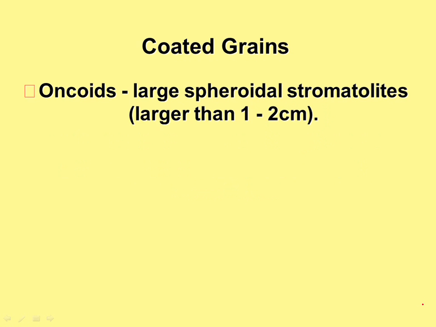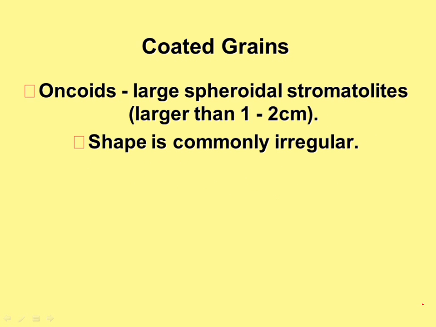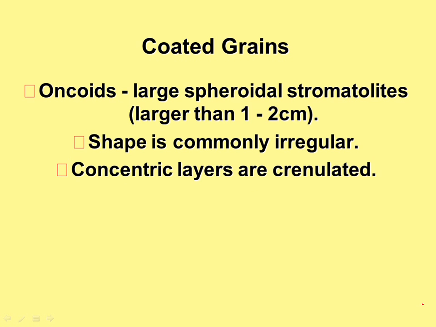And then finally, oncoids, which are the larger specimens. These are larger than 1 to 2 centimeters, and you can see examples up to the size of your fist and larger. Again, they tend to have a somewhat more irregular shape, and they also have crenulated layers. And these are identified as stromatolitic in origin, in which there is a clear relationship between algal activity and the generation of the larger body, the oncoid itself.